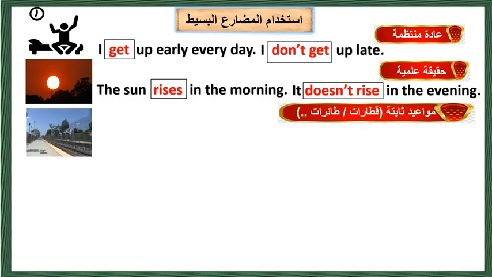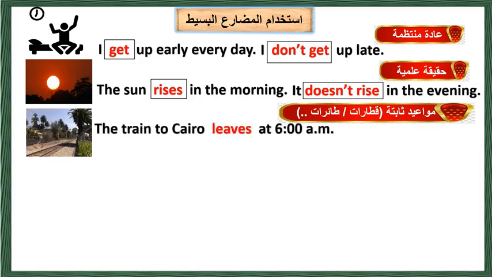Fixed timetables such as the timetables of trains and planes. Example: The train to Cairo leaves at 6 a.m.